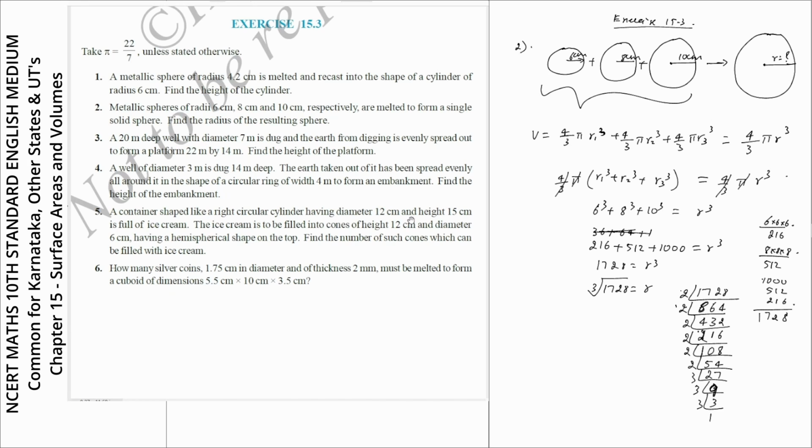Now you can group the 3s like this, or I can write this as the cube root of 2 into 2 into 2 into 2 into 2 into 2 into 3 into 3 into 3 is equal to r. Okay, now I'll group like this. Since this is the cube root, I'll group 3 factors together.